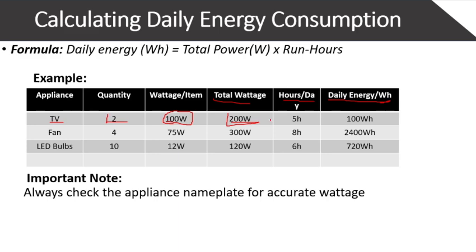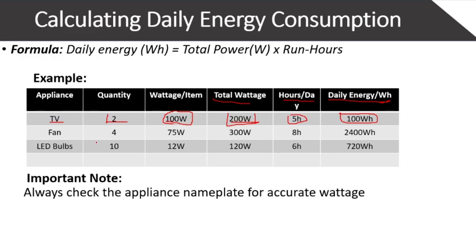And now we are looking for the daily energy consumption, which we get by multiplying the total wattage by the number of hours. So this television is running for 5 hours, and it will consume 1000 watt hour. Sorry, there's a zero here. This is 1000. This is not 100 watt hour. It is 1000 watt hour.